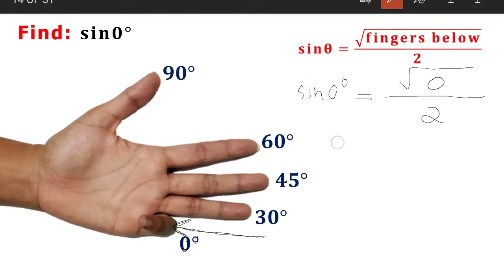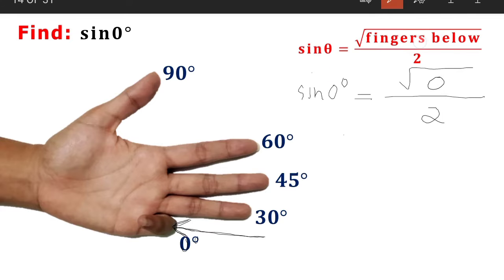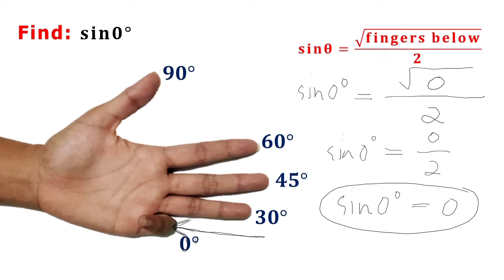The square root of 0 is what? The square root of 0 is also 0. So sine 0 degrees is equal to 0 over 2. And 0 over 2 is equal to 0. So sine 0 degrees is equal to 0. Okay? So we are now done with the sine function.